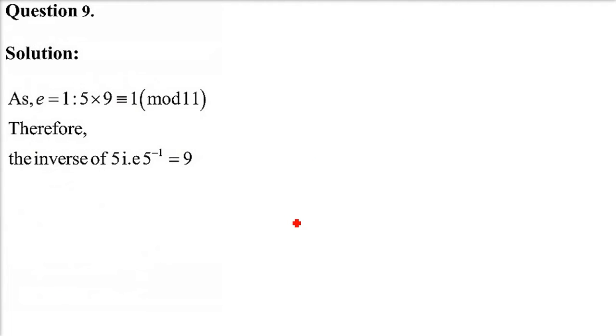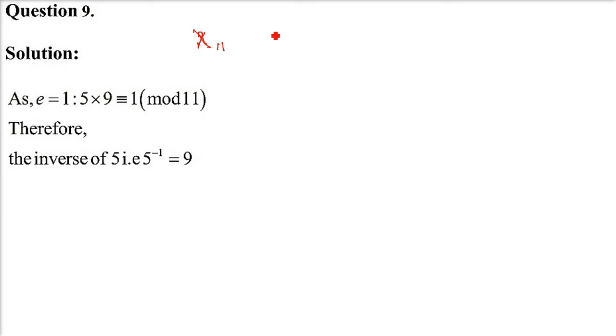Question number 9. Write the inverse of 5 under modulo multiplication 11. We have already done this question in our composition table exercise, but I'll give you a hint and tell you the final result also. First you have to write, this is multiplication, so you write ×11, with 11 as the subscript.